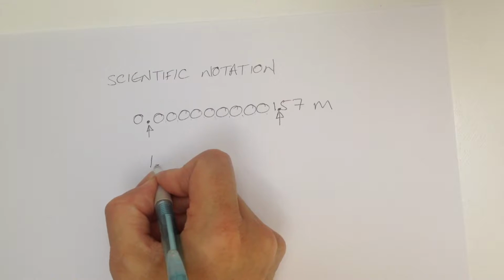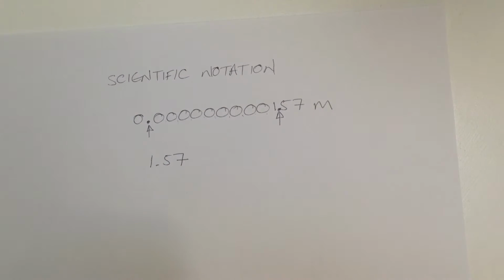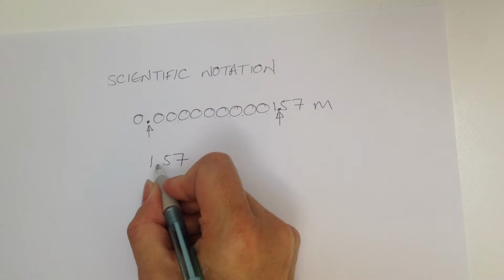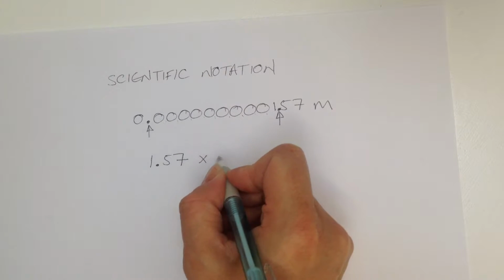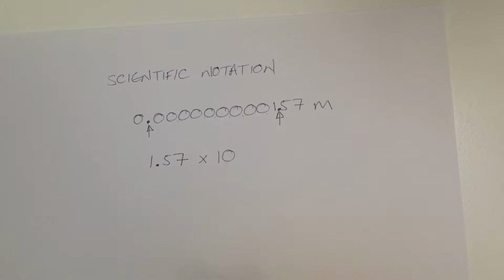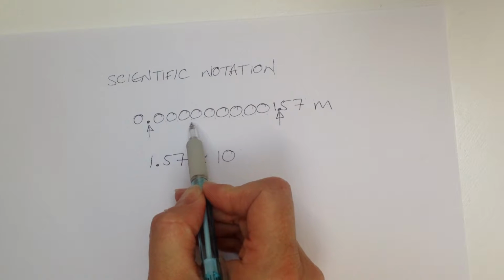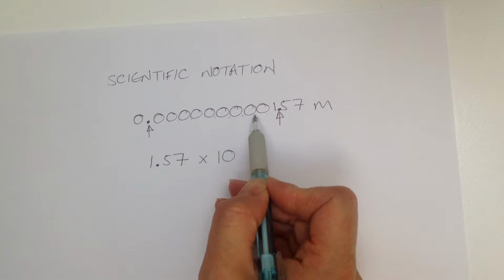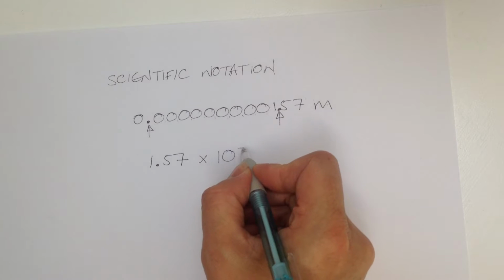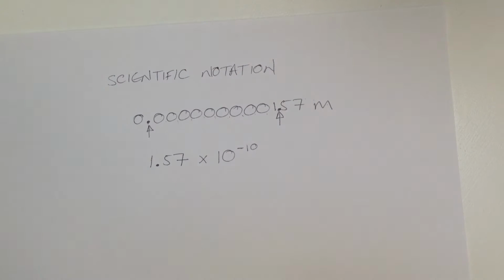So I'm going to write that: 1.57. We call that part of the number the coefficient. Sometimes it's called the decimal part. After we've written the coefficient or decimal part, we write times 10. Then we need to raise 10 to the correct power that will give us this number. To get this number from 1.57, we would need to divide it by 10 a certain number of times. So we need to divide it by 10, 1, 2, 3, 4, 5, 6, 7, 8, 9, 10 times. So I write the exponent as -10.